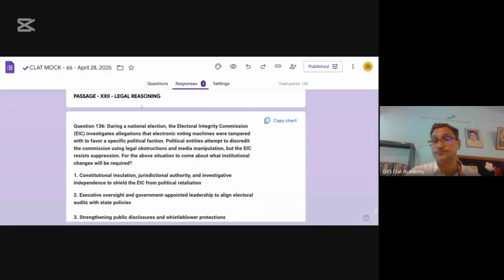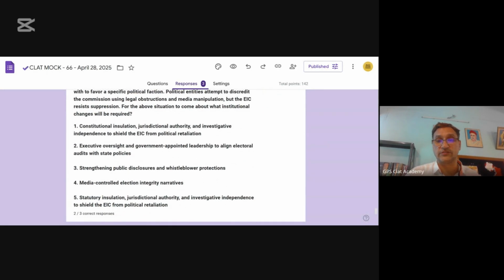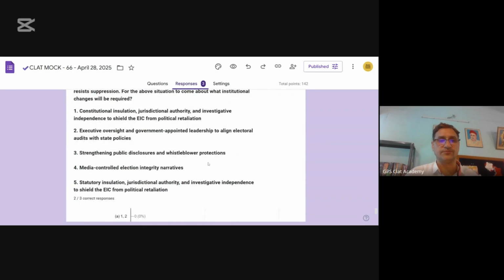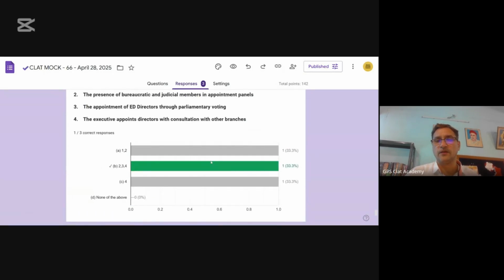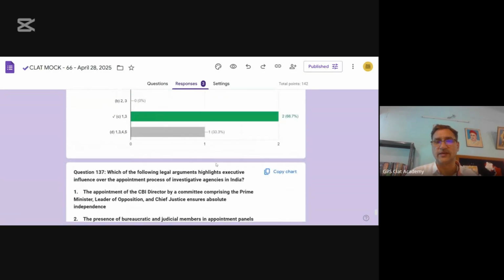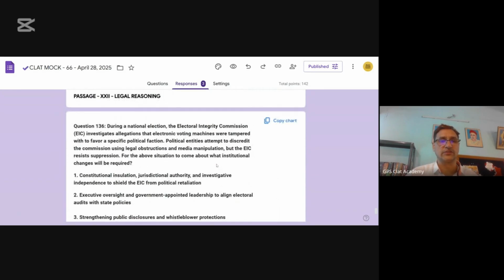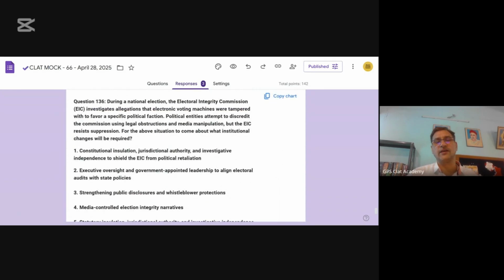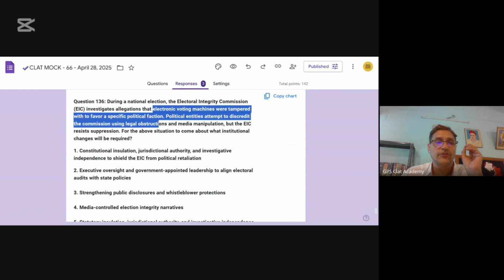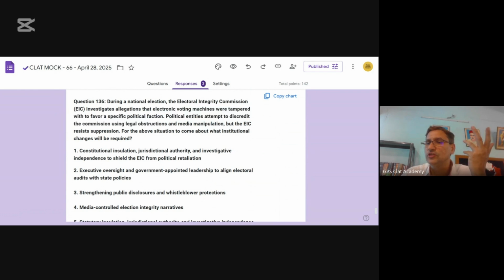Now, the first question is 136. The responses seem to be incorrect, so I'll take 136. During a national election, the Electoral Integrity Commission investigates allegations that electronic voting machines were tampered with to favor a specific political faction. This ensures political free and fair elections.